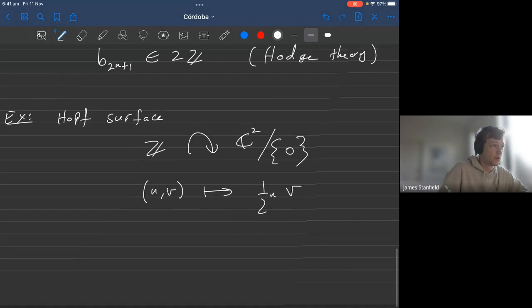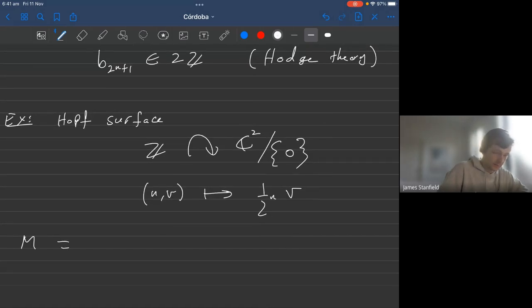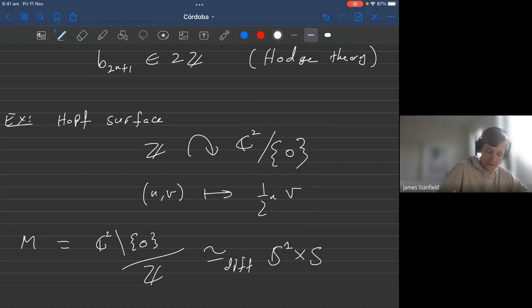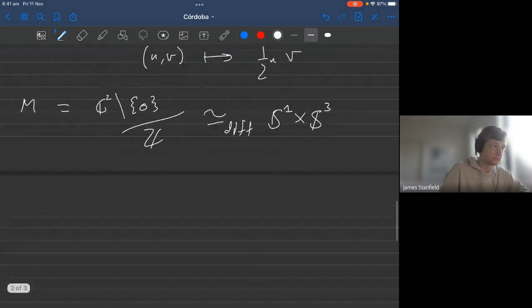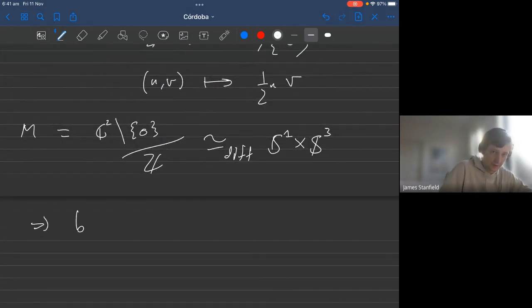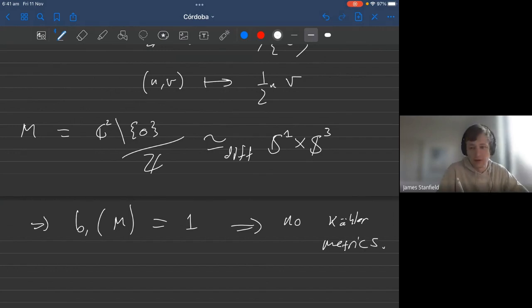Okay. And then if we define M to be C2 minus the origin as the quotient of this, then this is actually diffeomorphic to S1 cross S3. And so what this means is that the first Betti number you can compute from this product is just 1. And that implies that there's no Kähler metrics, right? So a very simple construction actually admits no Kähler metrics. And we find this is the case for many, many complex manifolds.